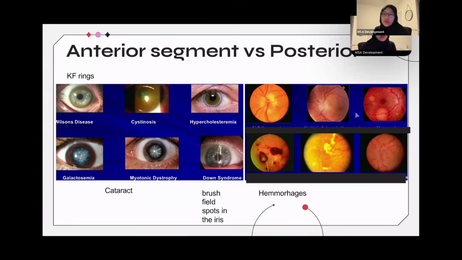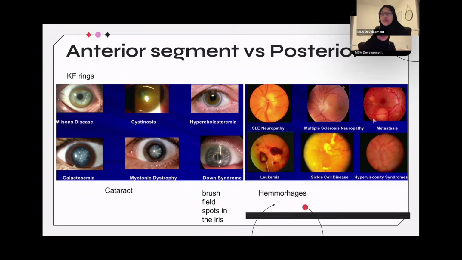What she pointed out, or what I like to think is more important, are these: if you see multiple dots of white-yellow, this looks like metastasis of a tumor in the body somewhere else. These are neuropathy, so the optic disc is light, pale, not bright, so any neuropathy can cause that. If there are hemorrhages like this, similar to metastasis, but it's another type of cancer, leukemia.